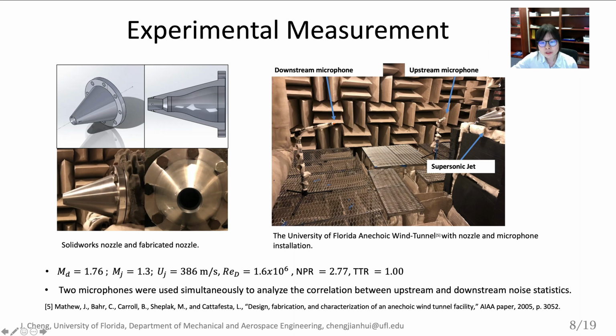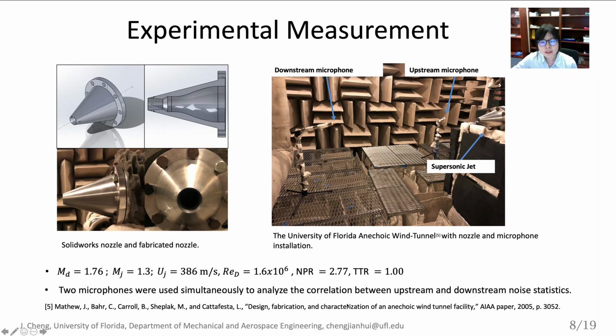A series of experiments were conducted at the University of Florida Anechoic Wind Tunnel. The duration time for each experiment is 30 seconds, and the cutoff frequency is 100 Hz. The operating conditions are: jet exit Mach number is 1.3, NPR is 2.77, TTR is 1. Three groups of experiments were conducted.